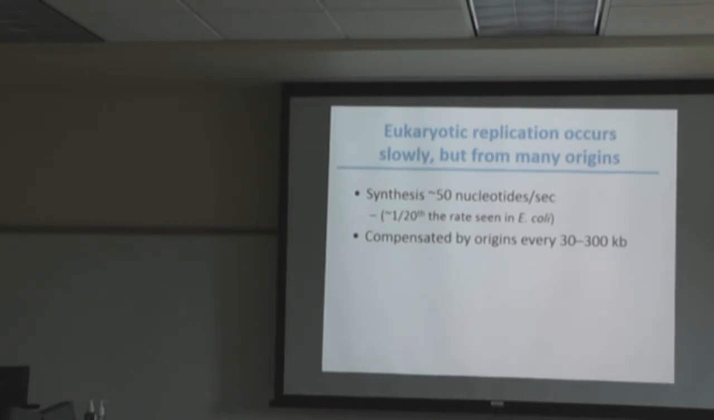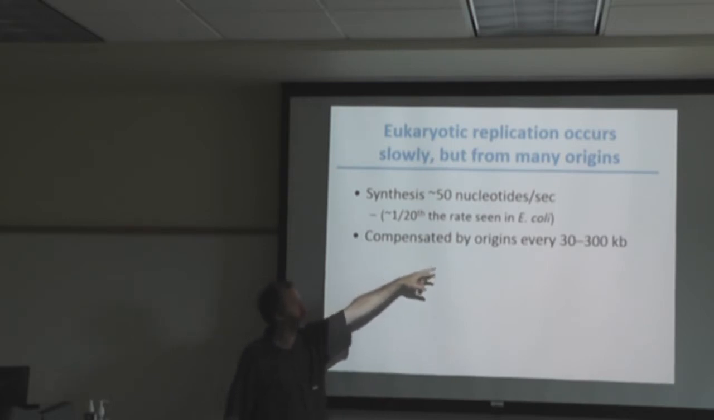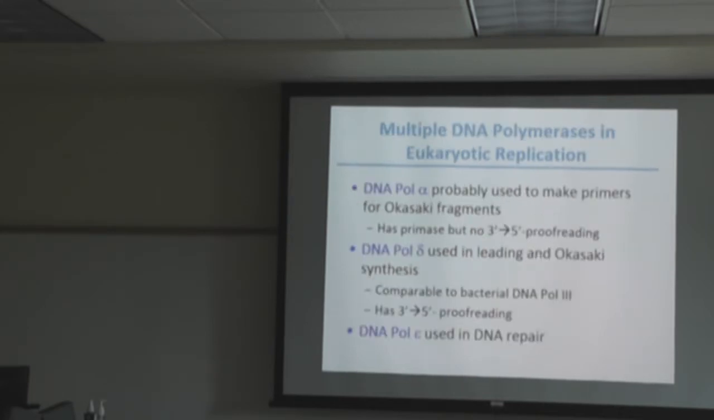Eukaryotic replication occurs slowly, but from many different origins, so that you have many complexes copying that DNA at the same time. We can compensate for the slow replication process with multiple origins every 30 to 300,000 base pairs, so we can still get the job done. And then rather than DNA pol 1, 2, or 3, we have DNA polymerase alpha, delta, epsilon, and so forth.